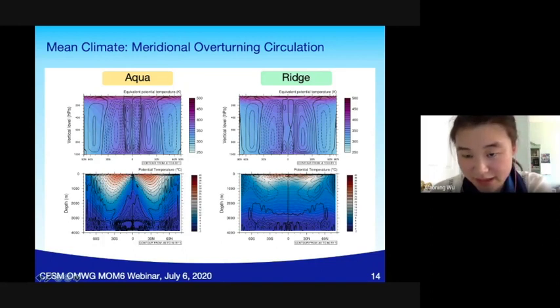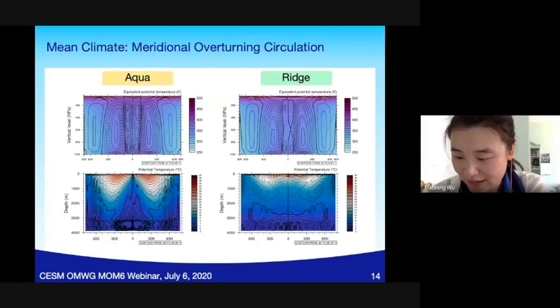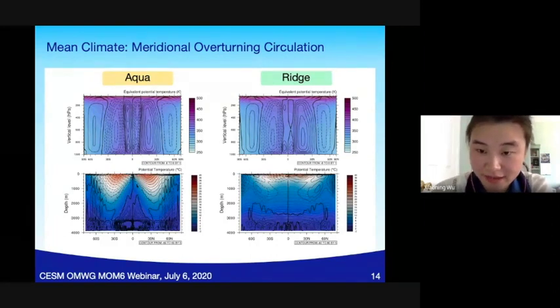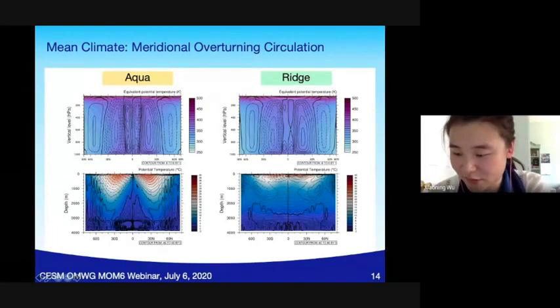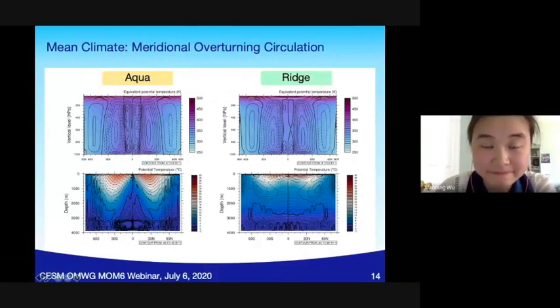In the Ridge case, we see that because of the western boundary, the thermocline gets a lot shallower, and that in turn influences how the overturning transports that energy as well.